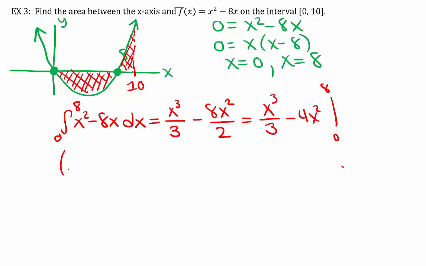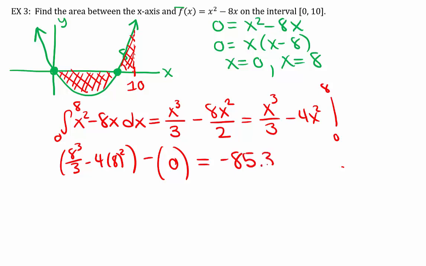So let's see, that's 8 to the third over 3 minus 4 times 8 squared, minus, if I plug in 0, I just get 0 here. So that is negative 85.33. I'm glad I got a negative answer because the function is below the x-axis.